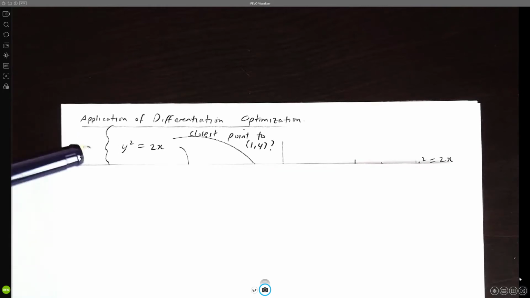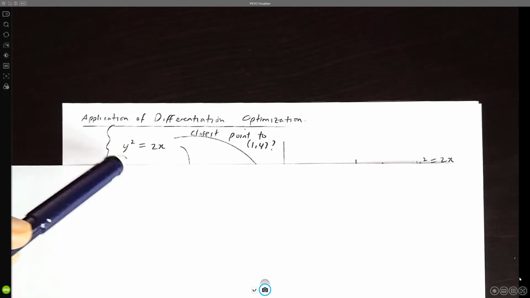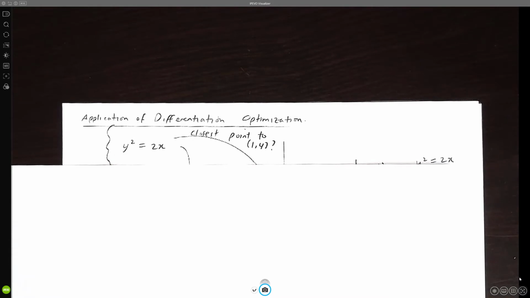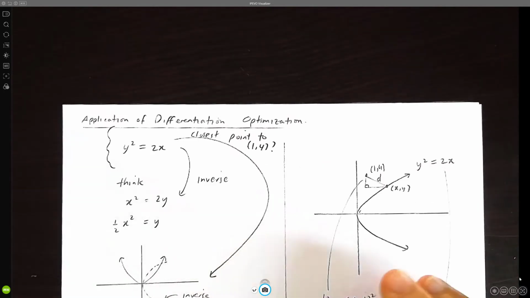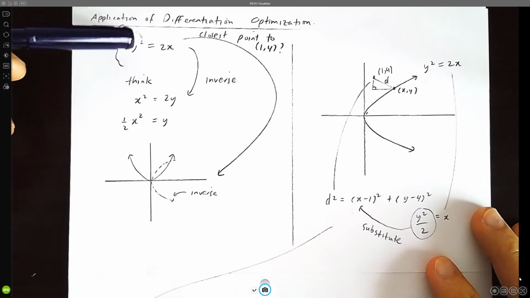Okay, so we have this function y squared equals 2x, and we're trying to find the exact point on this curve that's closest to (1, 4). And we're going to use the calculus application of differentiation, optimization, to do so. If you have Desmos, you might be able to guess the answer.